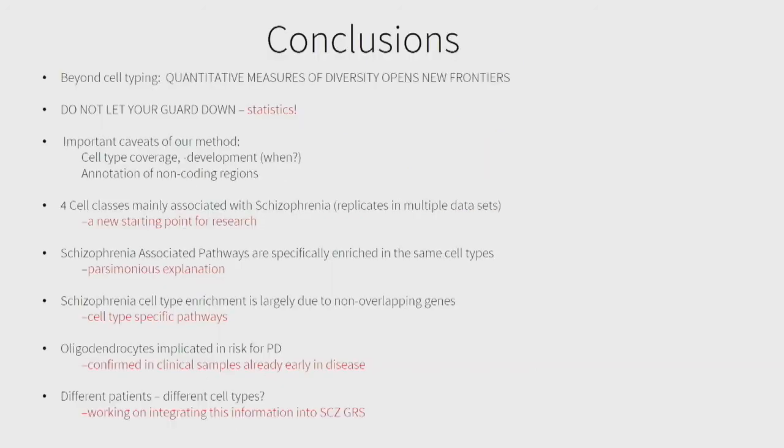Okay, coming to the conclusion slide. Single-cell sequencing is hailed as us being able to find how many different types there are of neurons, but I would say that having quantitative measures of the diversity opens up new measurements, new frontiers in science, and a possibility to merge human genetics with neuroscience.